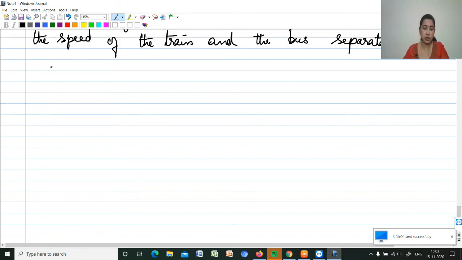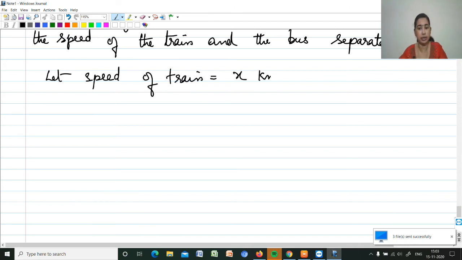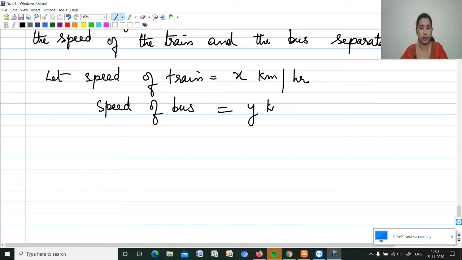So what you are supposed to find, we can take it as x and y. So let the speed of train be x kilometer per hour and speed of bus equal y kilometer per hour. According to the conditions, in the first case it is told that in 4 hours she travels 60 kilometers by train and the remaining by bus. So in total she has to travel 300 kilometers.